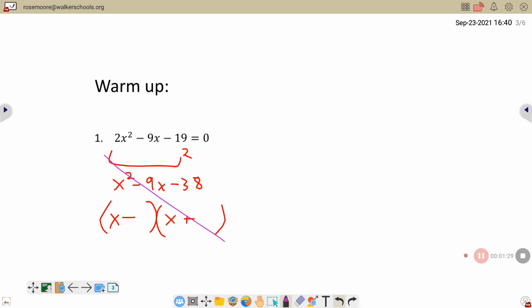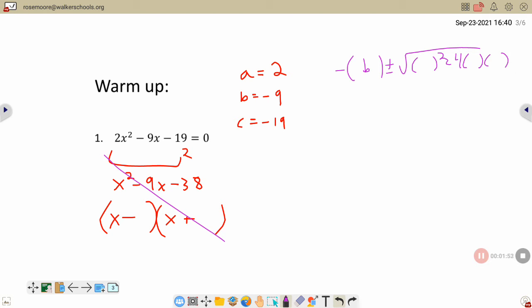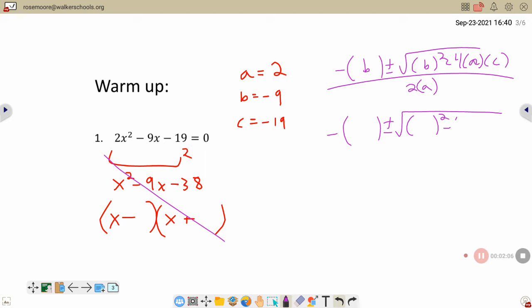See why it's useful? So A equals, B equals, and C equals. A is 2, B is negative 9, and C is negative 19. I'm going to use my quadratic formula, which is opposite of B plus or minus the square root of B squared minus 4AC, all over 2A. So when I do this, I'm just plugging in all of the numbers where they belong.